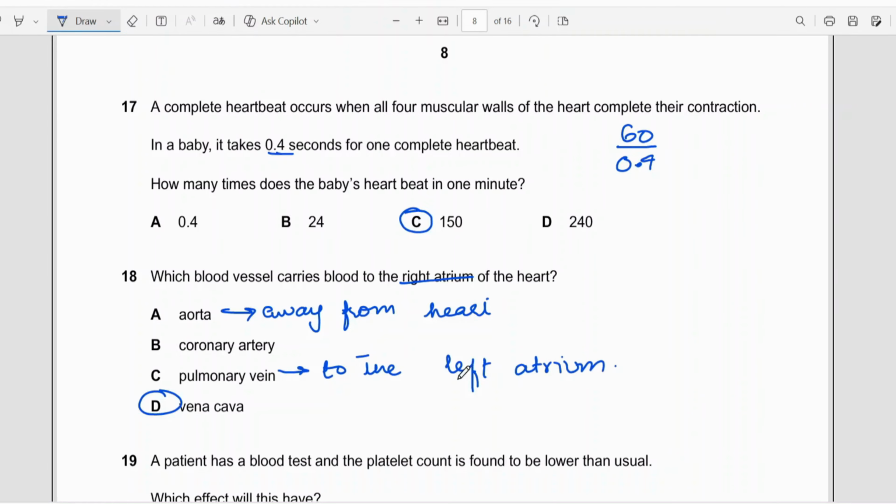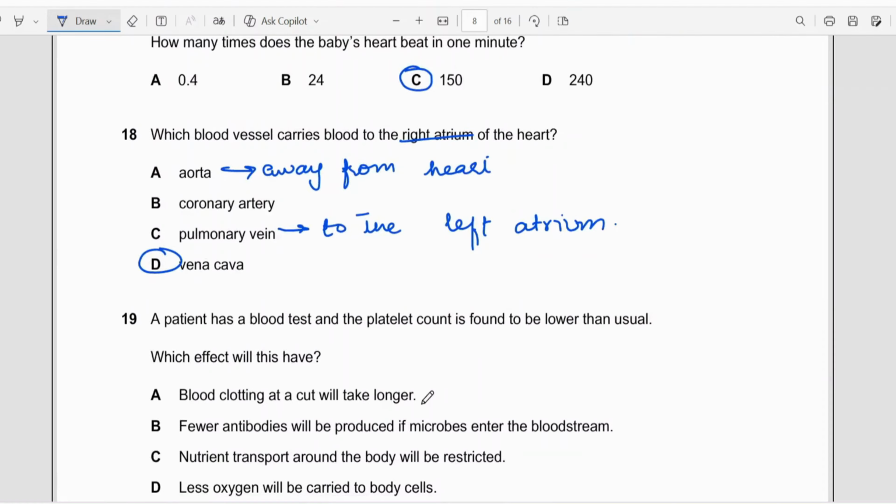A patient has a blood test and the platelet count is lower than usual. What would be the effect on platelets? What is the function of platelets? Blood clotting. So blood clotting would be low.